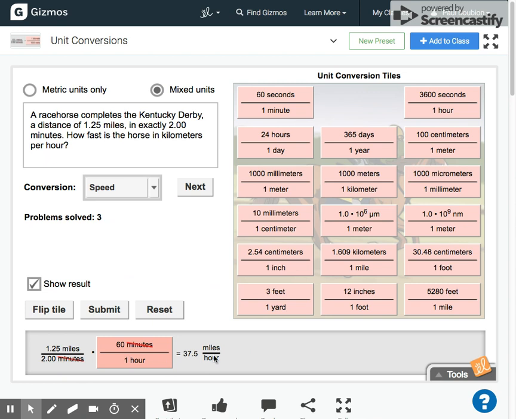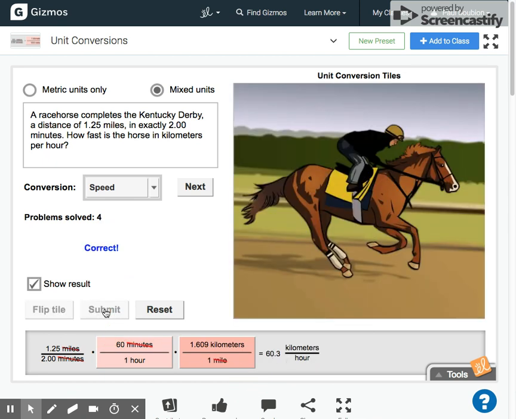So we've got miles per hour, but we want kilometers per hour. So now we have to convert our miles to kilometers. And here's that one. Kilometers and miles. Okay. And there it is, kilometers per hour.